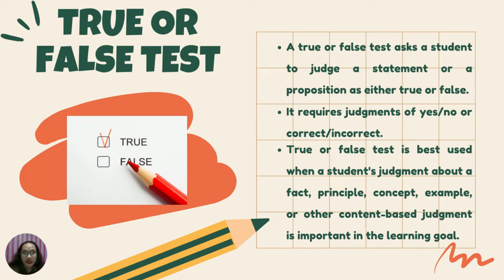So, meaning to say, true or false test is an objective type of test because as teachers, we are going to measure the learning or the competency or the content of the lesson that we have discussed to them. And at the same time, by using true or false test, the students can assess if they really learned the lesson that you have taught them, or if there is a misconception about the things that they have absorbed from your lesson.